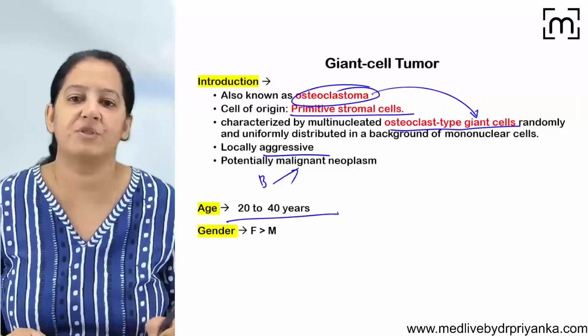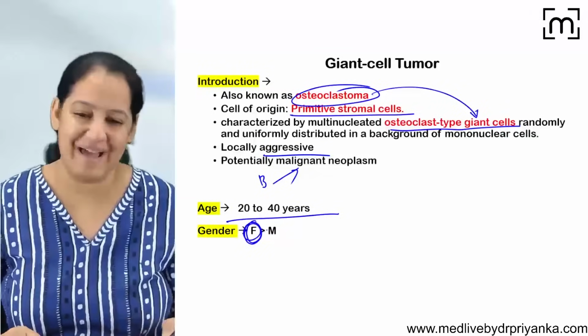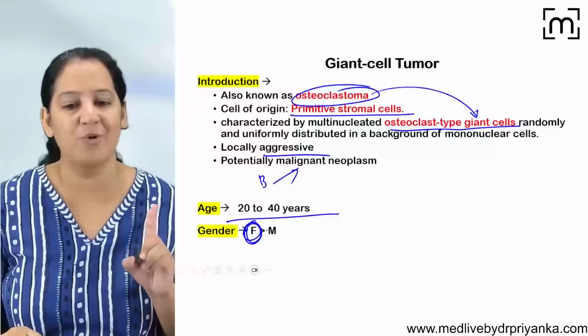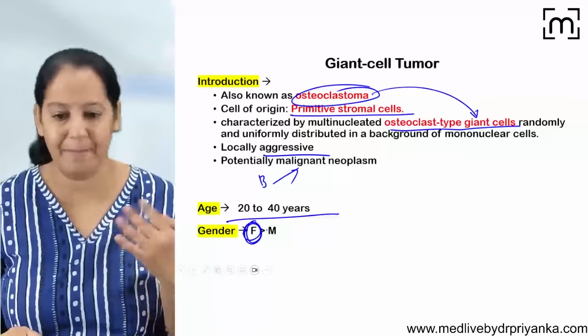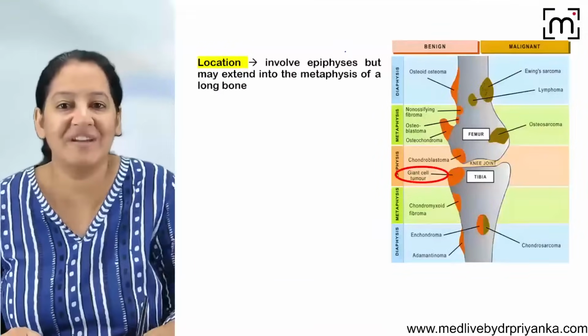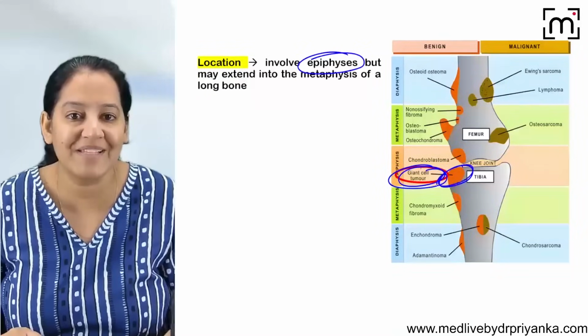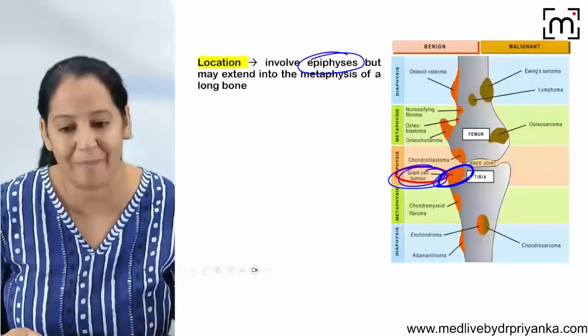Most common age of presentation is 20 to 40 years. It is the only bone tumor which is more common in female as compared to males. Till now, all the bone tumors I told you, they are more common in male as compared to female, but this one is more common in female as compared to male. Location, it arises from epiphysis. Can you see giant cell tumor? I'm telling you, it is arising from epiphysis, not from diaphysis, not from metaphysis.